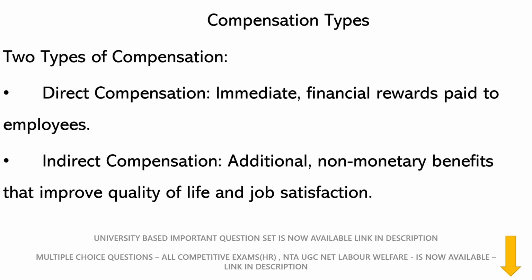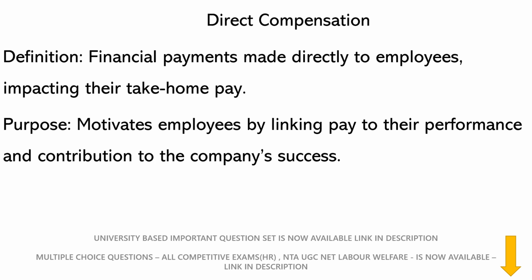Now, next we are moving on to the various types of compensation. There are two types of compensation like I mentioned earlier: direct compensation and indirect compensation. As I have given here, direct compensation is the immediate financial rewards that are paid to employees, and indirect compensation is the non-monetary benefits that are given to employees to improve their quality of life and job satisfaction. We'll be seeing each compensation type in the next slides with examples.